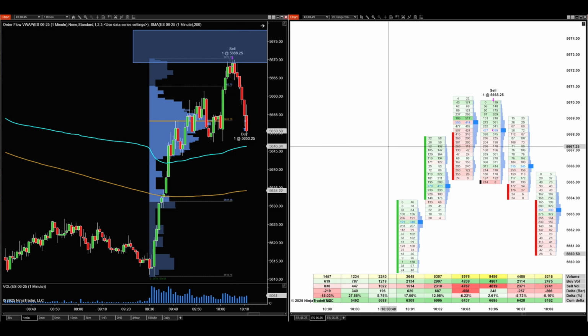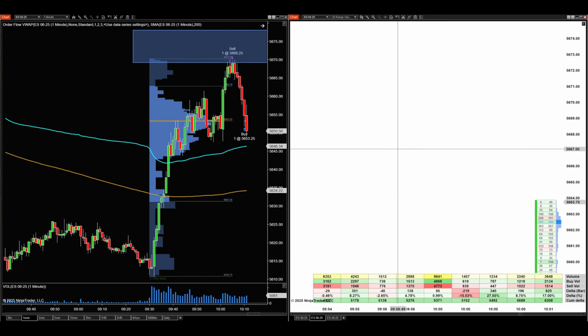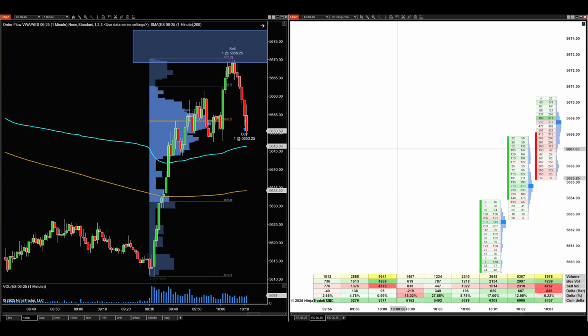Now, currently, I am finding buyers getting trapped. You see all this buying, more buying, and now sellers are entering the market. You see that red? That's aggressive selling. You can also see that down here on this sell volume. There's 500 more sell volume in this bar than buy volume.